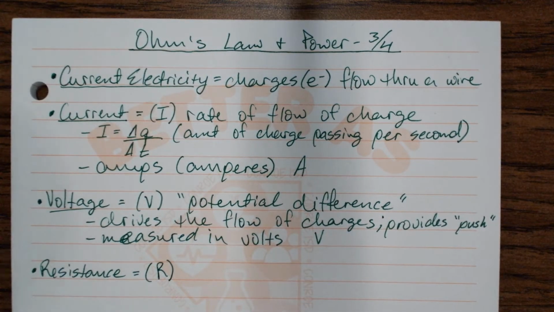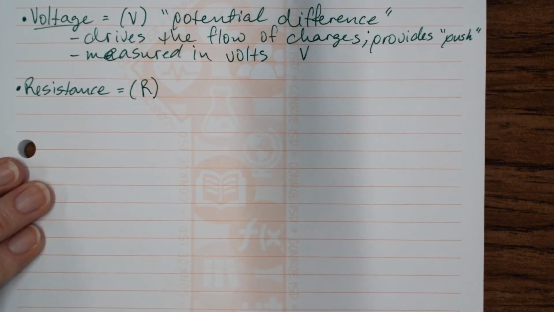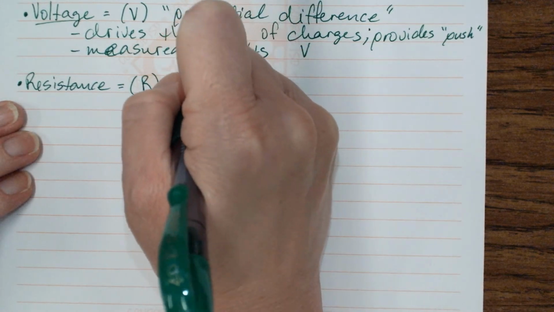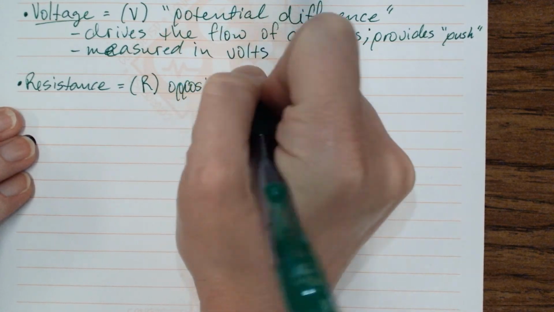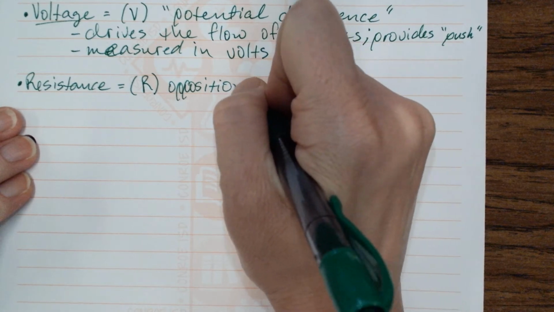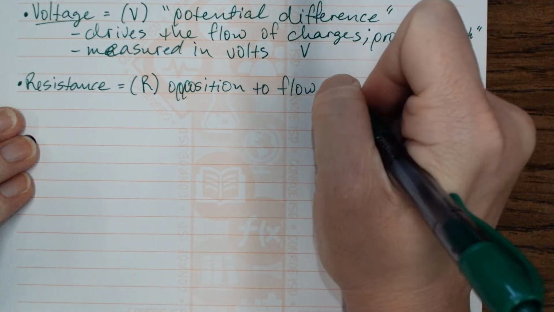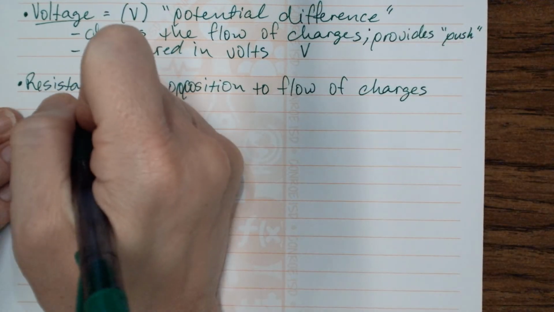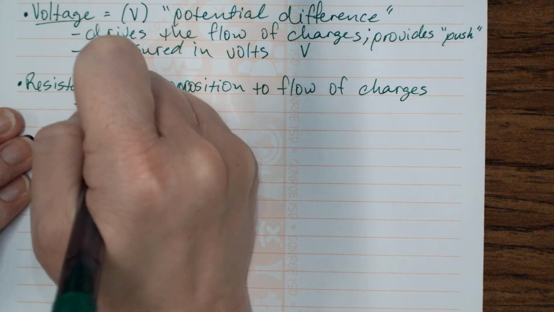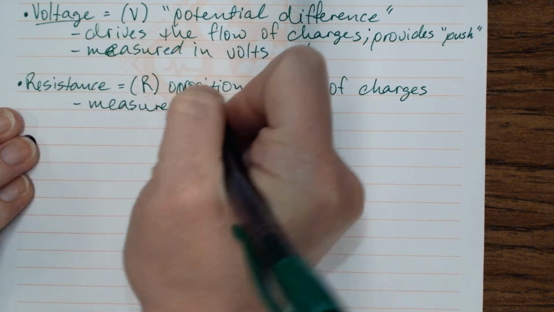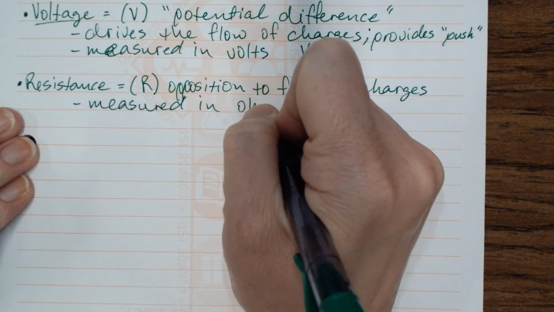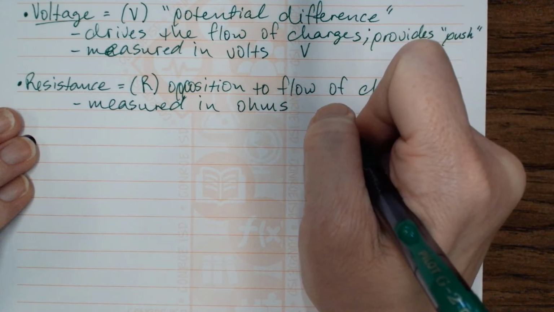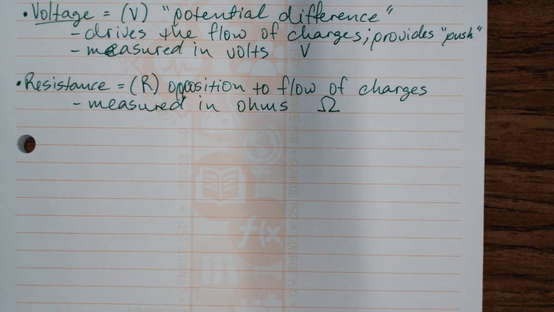I'm going to scooch it on up now. And this is the opposition to flow of charges. This is measured in ohms, which we denote by this symbol. I think it's an ohm.